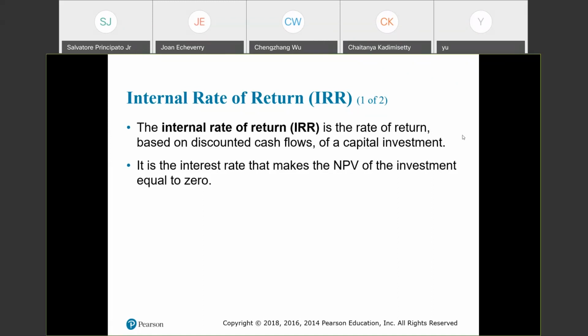Okay, so what is IRR? IRR is basically the rate of return on discounted cash flow of a capital investment. Or in other words, IRR is the interest rate that makes the NPV of the investment equal to 0.